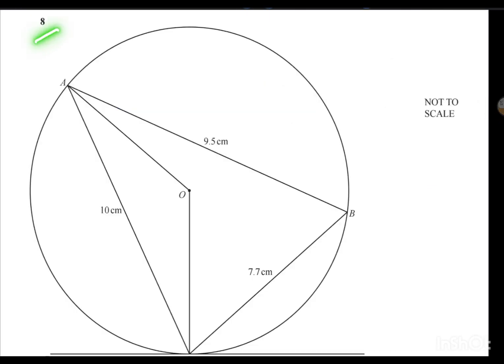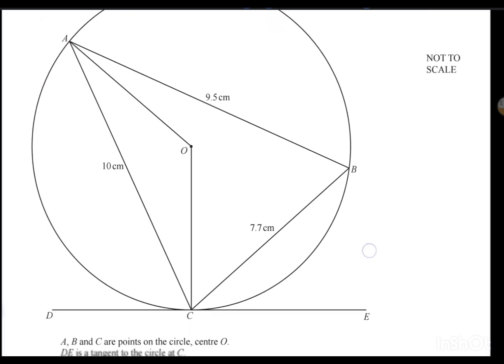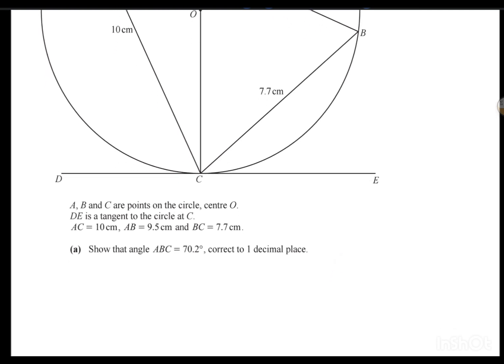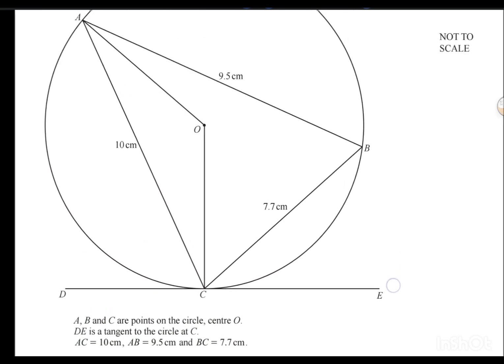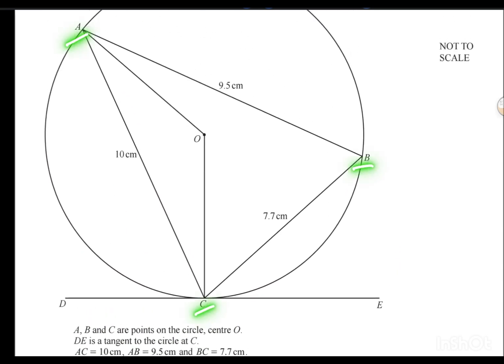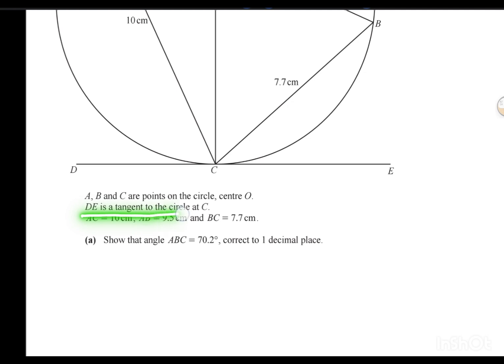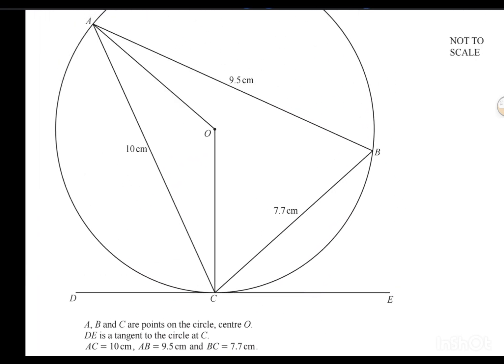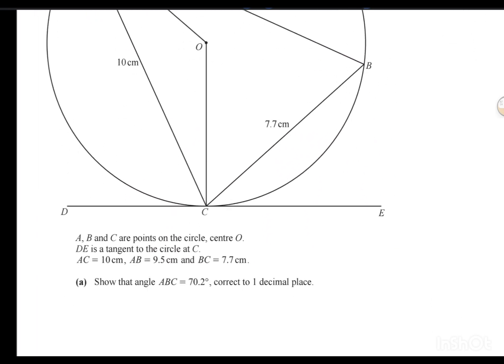Question 8. They have given us this diagram, a circle with a triangle, center O. Let me read the question. A, B and C are points on the circle, center O. DE is a tangent to the circle at C. So DE is the tangent and it is touching at C. AC is equal to 10 centimeters, so from A to C is 10. AB is 9.5. BC is 7.7.